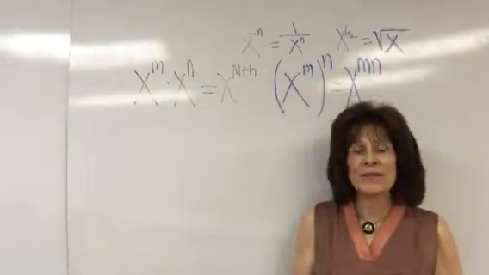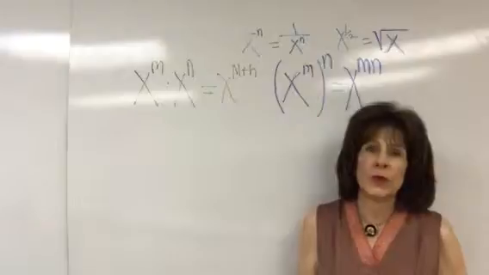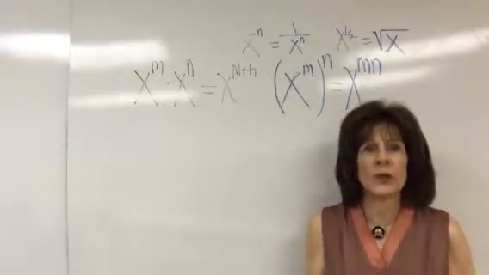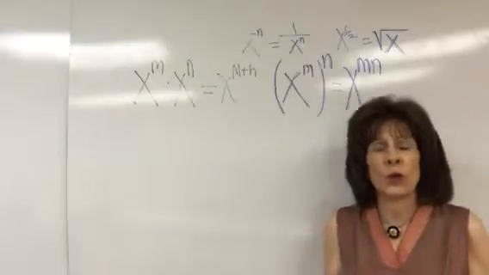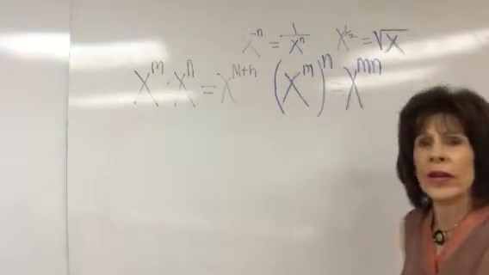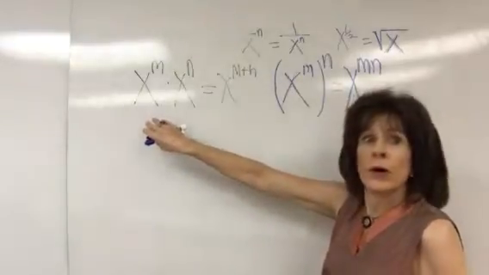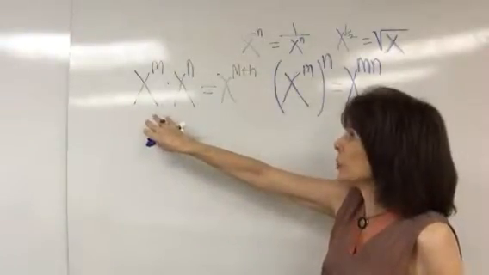Hello, I'm Kate Dalby. I'm going to explain two exponent rules today. One for the multiplication of two numbers with exponents, and the other rule for raising a number with an exponent to a power. So the first rule is for multiplication of two numbers with exponents.